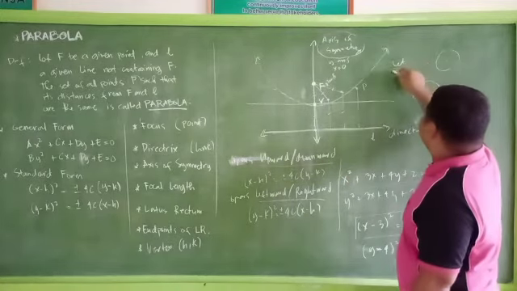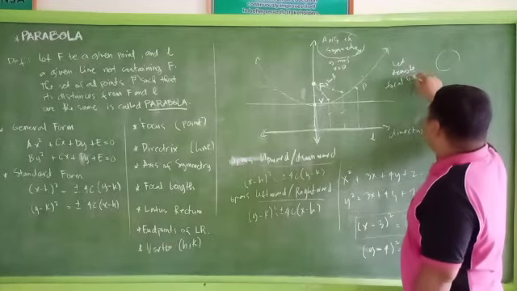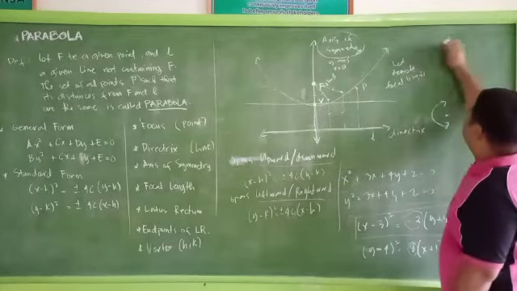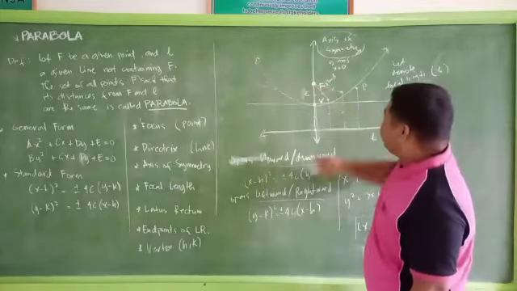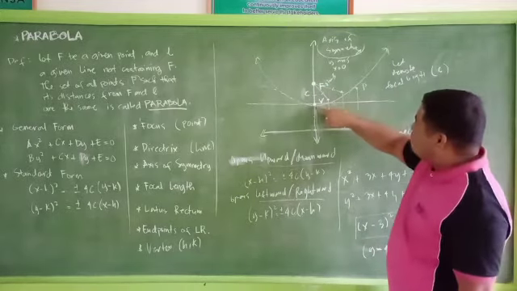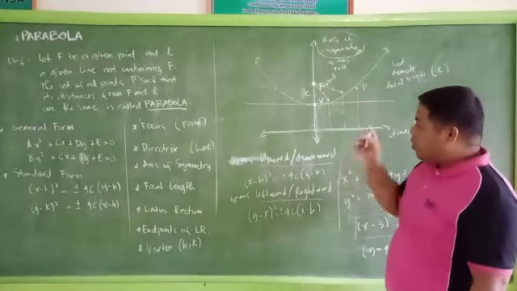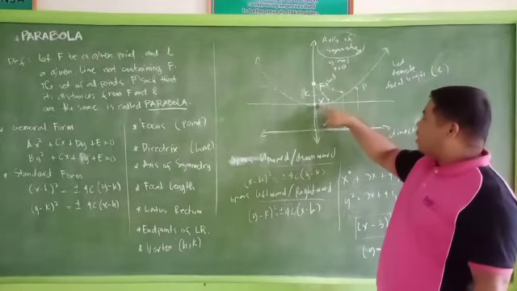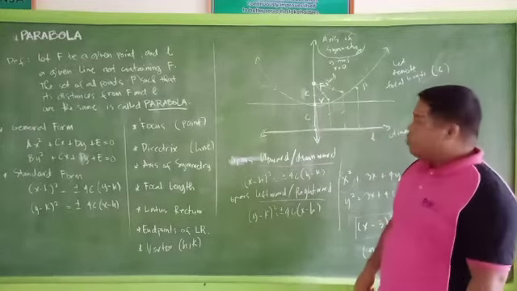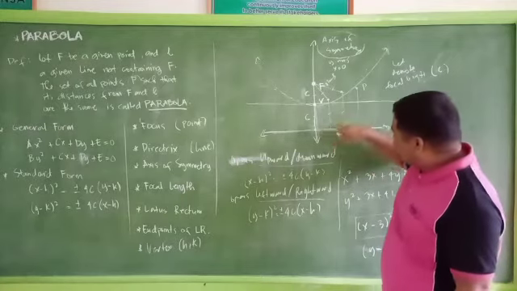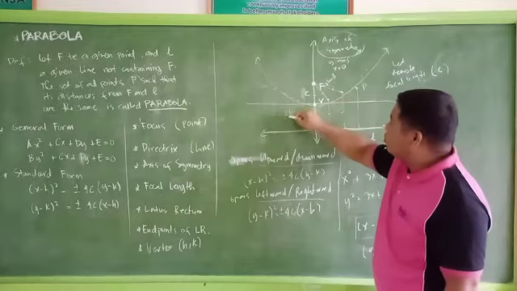So let's denote lang natin na C, focal length, that is your C. So ito. So yung focal length daw natin, that is the distance from the vertex of the parabola and then the focus. Also, yung distance ng vertex to the directrix, C din yan. So meaning to say, if I want to compute the distance from directrix to focus, that would be 2C.